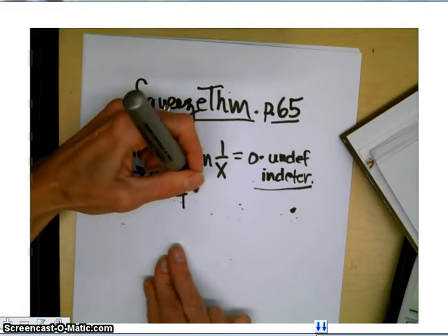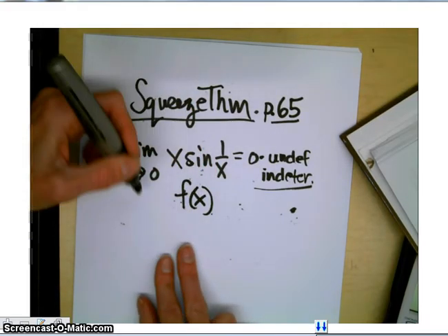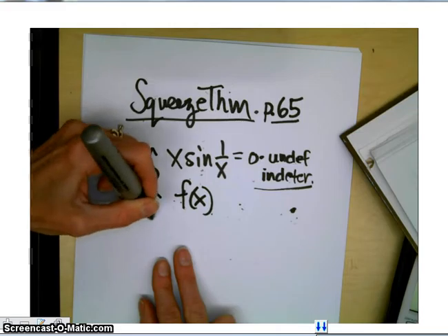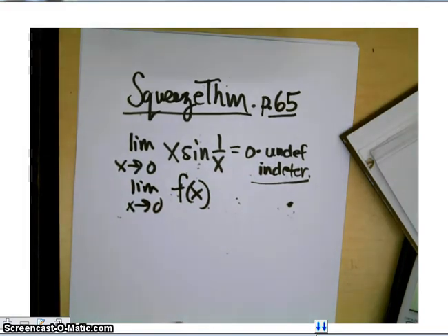What the squeeze theorem does is it takes this function, its graph. Let's call this function f of x. So I'm trying to find the limit as x goes to 0 of f of x. That's what I want to find, but I can't. It's indeterminate. I can't do any algebra.